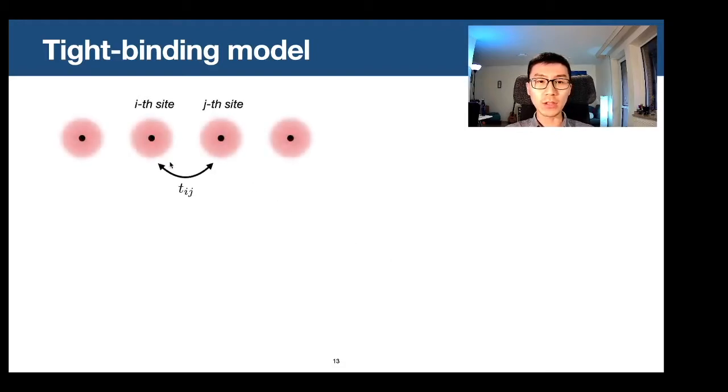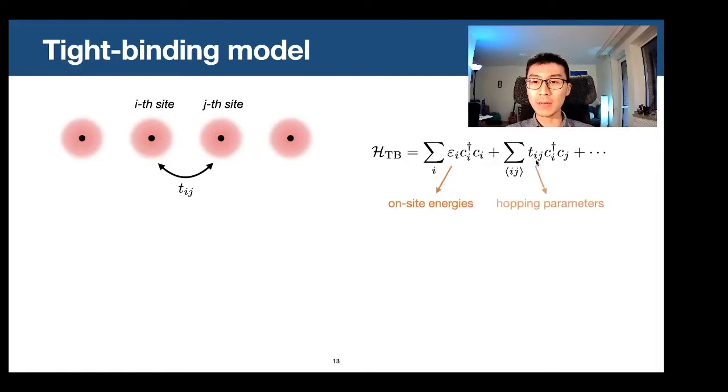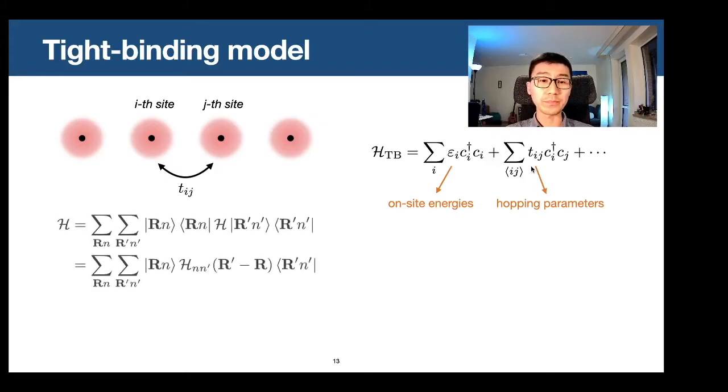The tight binding model assumes localized states as a basis. So it includes, for example, an on-site energy term and nearest neighbor interactions and second nearest, third nearest neighbor, and so on. We can do basically the same thing for Wannier functions. So we expand the Hamiltonian like this using Wannier functions. And the function in the middle, the matrix element of the Hamiltonian with Wannier functions, is essentially a function of the difference between r prime and r because of the periodicity of the system.